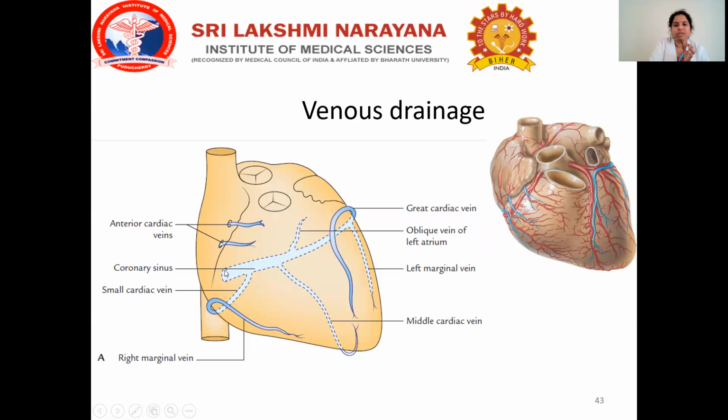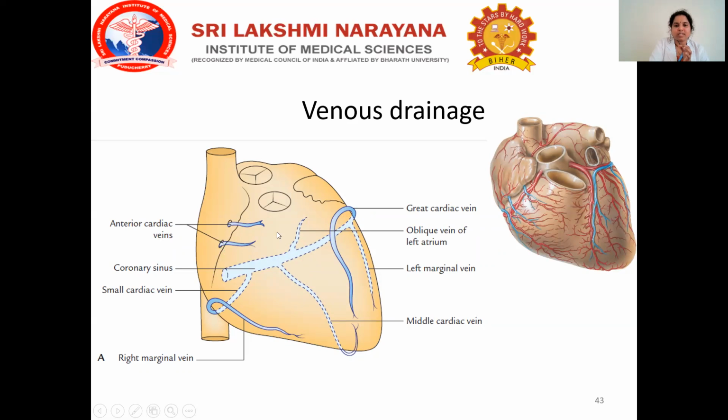What are the tributaries of the coronary sinus? On the sternocostal surface, along the inferior heart border, is the right marginal vein. The right marginal vein winds around the right heart border, continues as the small cardiac vein behind, and drains into the coronary sinus just before the opening of the coronary sinus into the right atrium.